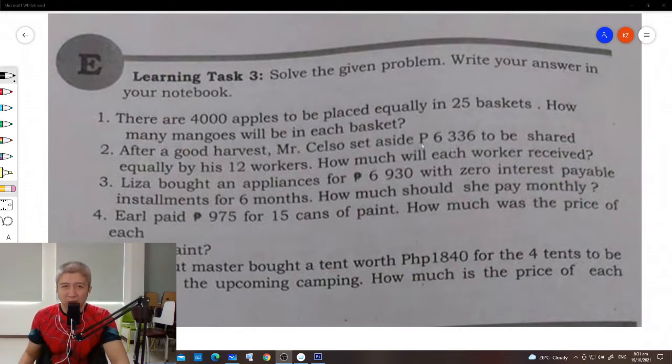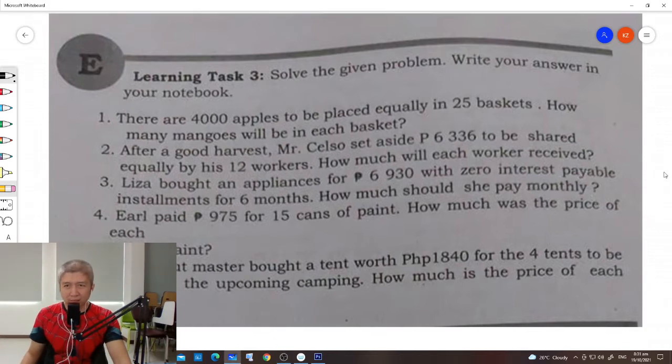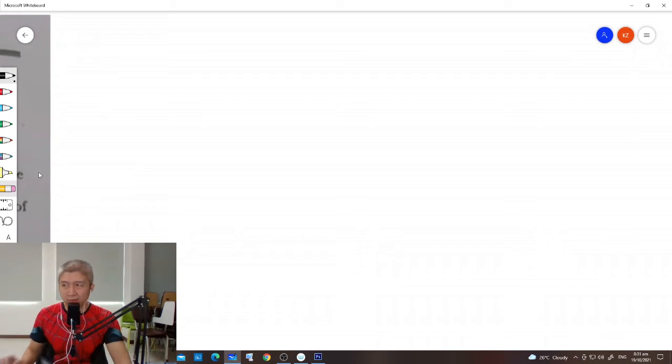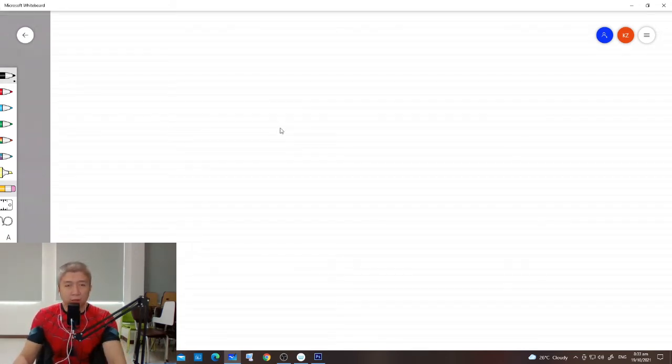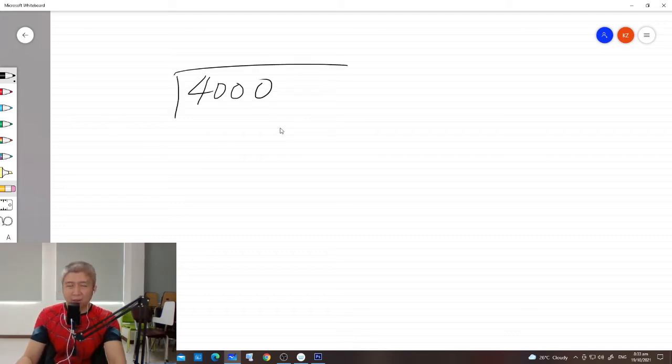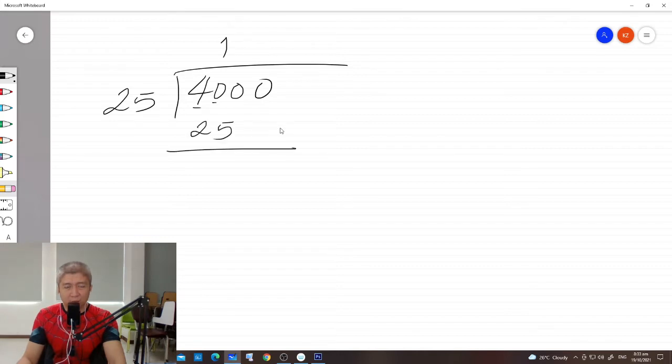Okay, so 4,000 apples, i-divide natin sa 25 baskets. Okay, so 40 divided by 25 is 1. Tapos meron tayong 25. 1 lang kasi dalawang 25 pesos ay 50 pesos. So since 40 lang ito, isa lang.